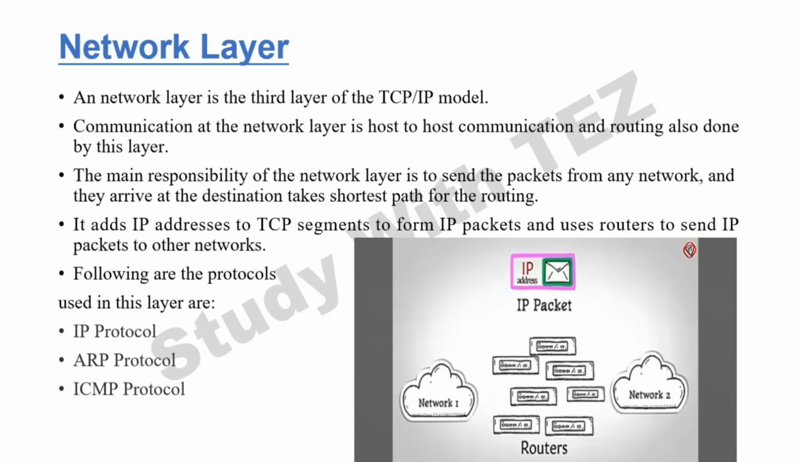So it is the layer where it will send the packets from any network and they arrive at the destination taking the shortest path for routing. And it adds the IP address to the TCP segments to form the IP packets, and uses the same path used by the routers to send IP packets to other networks. One of the main protocols here is IP, that is Internet Protocol, and a few others are ARP, ICMP, and so on.